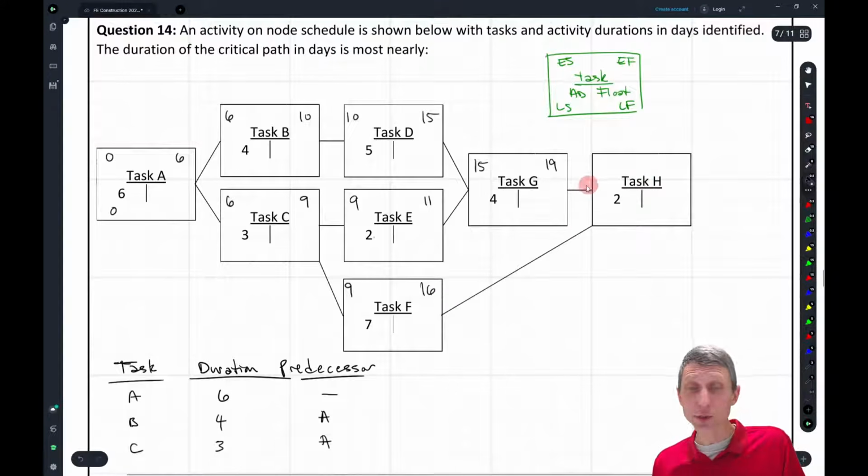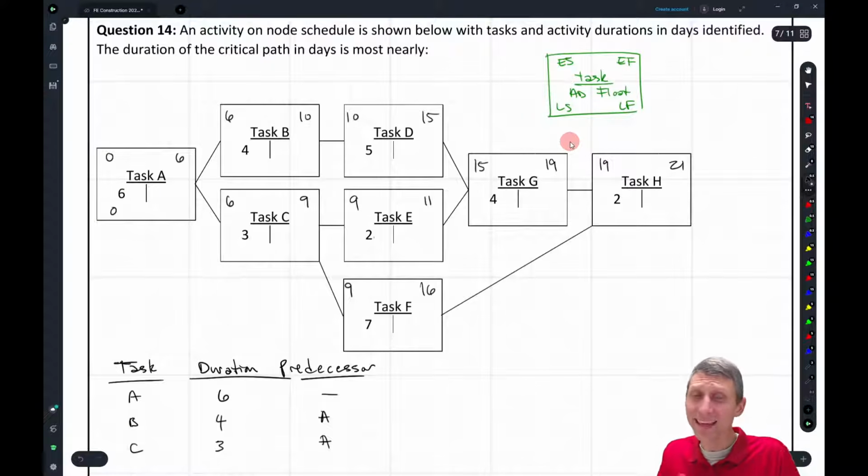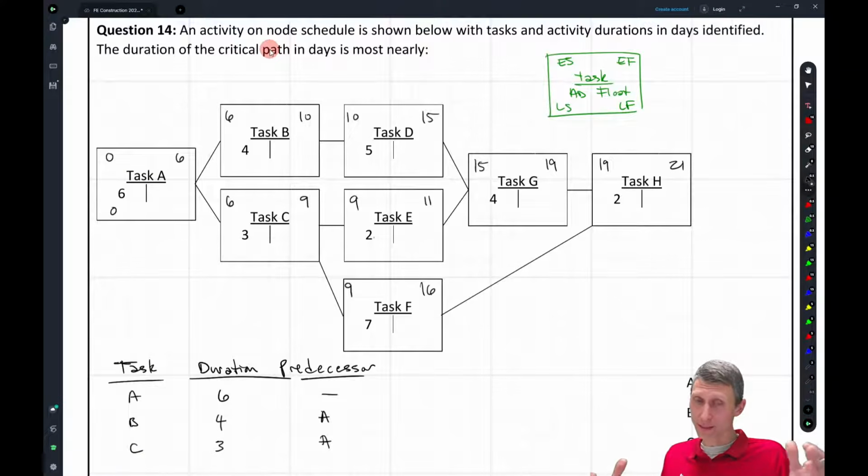And then we're in a similar situation here. We're at task H. We have 2 lines coming in. So what's the earliest we can start task H? We can't start task H until both of these have been completed. So we're going to start at 19 and finish at 21, and that actually gives us the duration of the critical path. The duration of the critical path is essentially the longest that this project will take through your first pass. I mean, it's defined as where there's 0 float, but then we have to get to float.